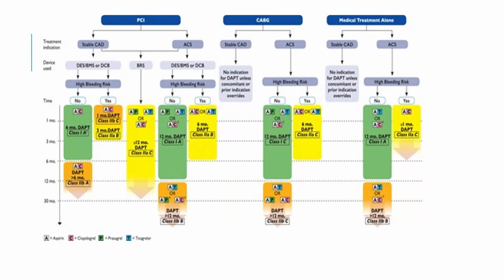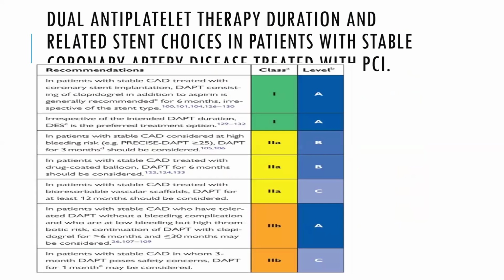So this is dual antiplatelet therapy duration and related stent choices in patients with stable coronary artery disease, PCI. The two that have a class 1 recommendation: in patients with stable coronary artery disease that you are treating with coronary stent implantation, DAPT is recommended for 6 months, irrespective of the type of stent used.